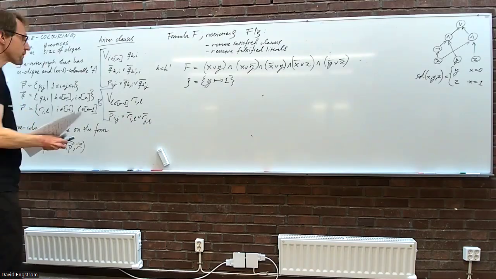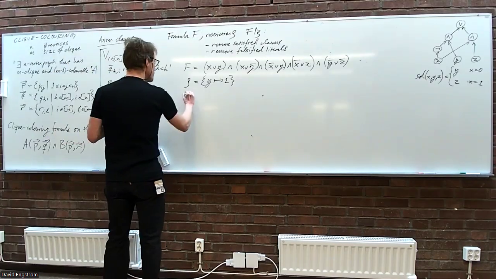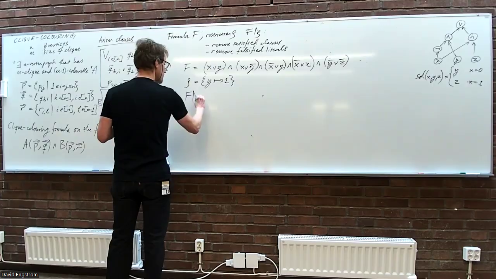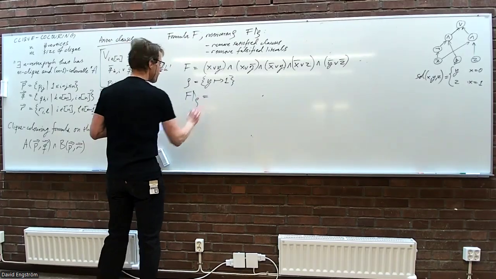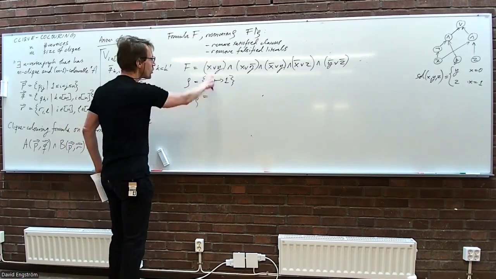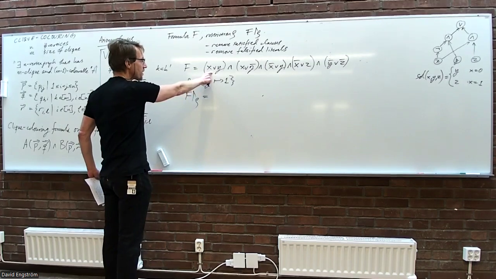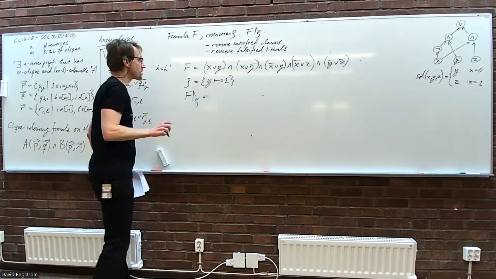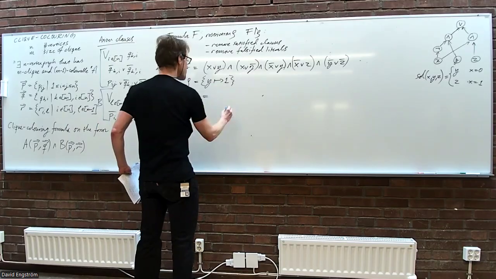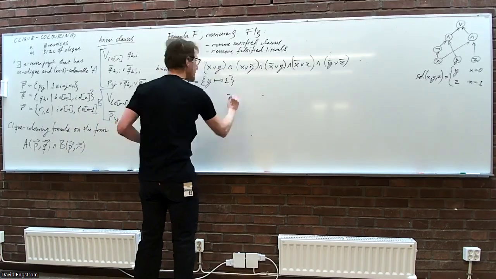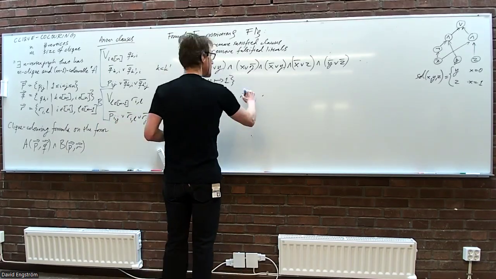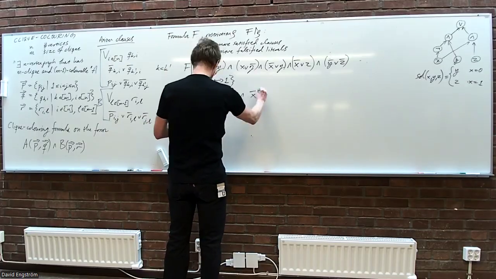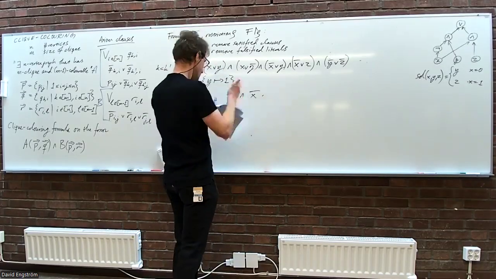So in that case, let's see what happens. Then F restricted by rho: the first clause vanishes because it's satisfied. In the second clause, we remove Y, so we just get X. The third clause, we get not X.